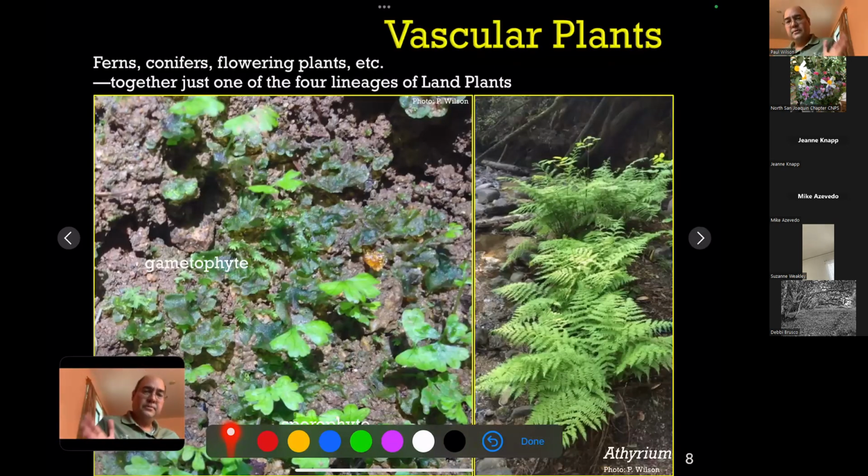And then the fourth group of the land plants is the vascular plants. So these are not bryophytes. They're ferns, seed plants, etc.